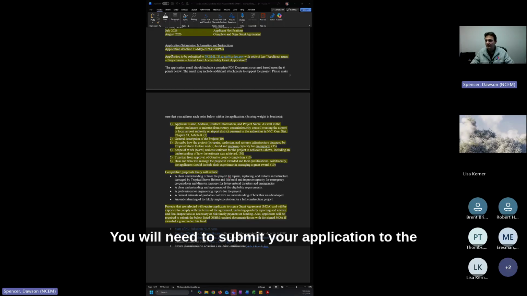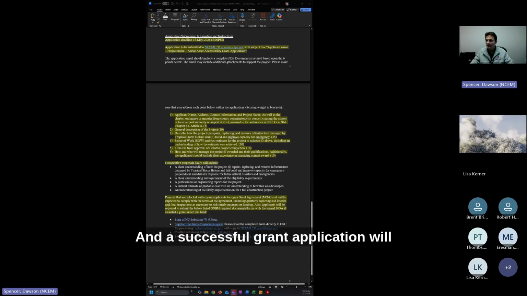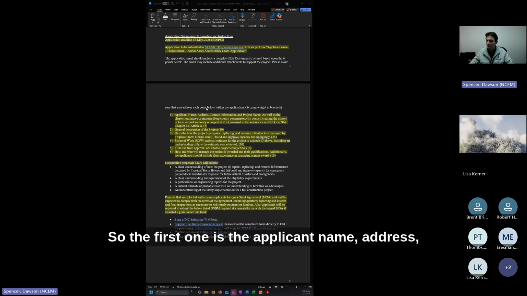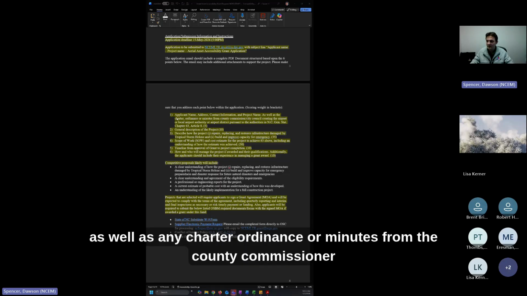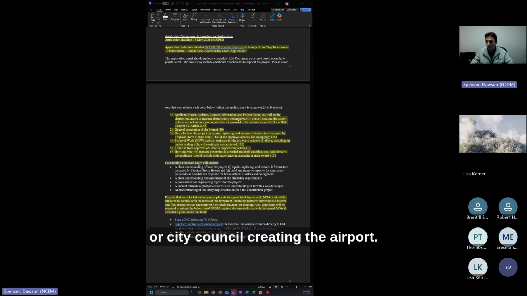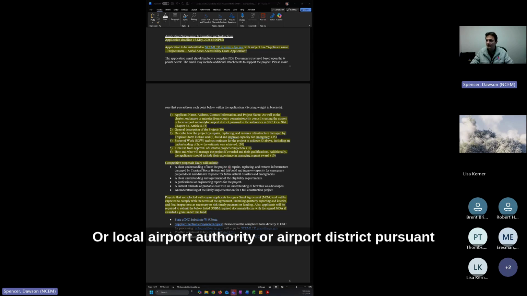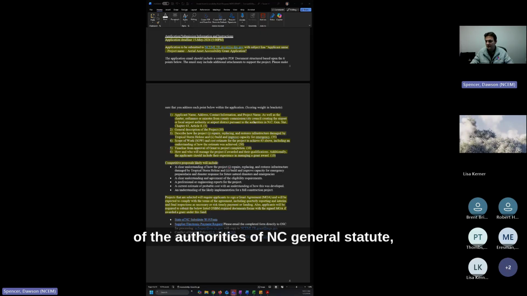You will need to submit your application to the ncemltr.grant at ncdps.gov address with the subject line listed as the applicant name, project name, and then the grant program. And a successful grant application will have the following in a PDF. The first one is the applicant name, address, contact information, project name, as well as any charter, ordinance, or minutes from a county commissioner or city council creating the airport or local airport authority or airport district pursuant to the authorities of NC General Statute, Chapter 63, Article 5, Section 5.